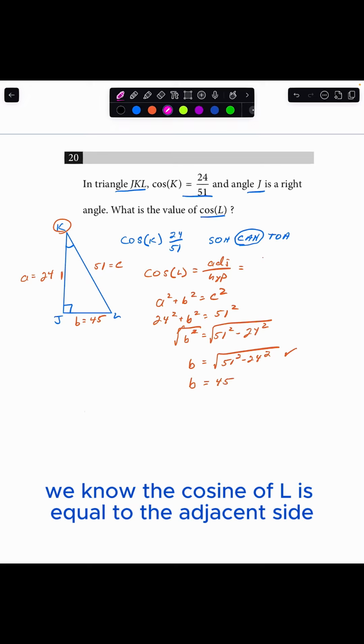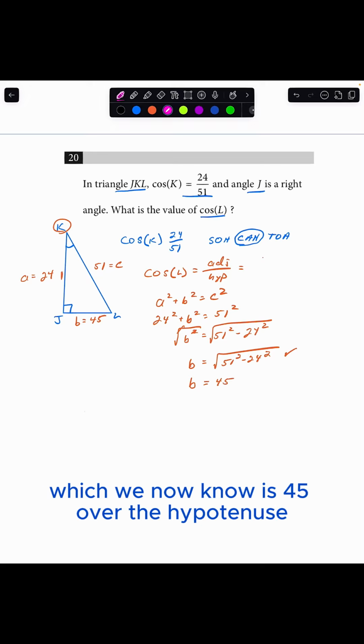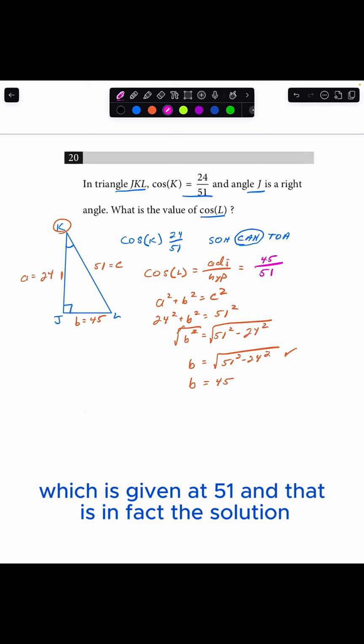We know the cosine of L is equal to the adjacent side, which we now know is 45, over the hypotenuse, which is given as 51, and that is in fact the solution.